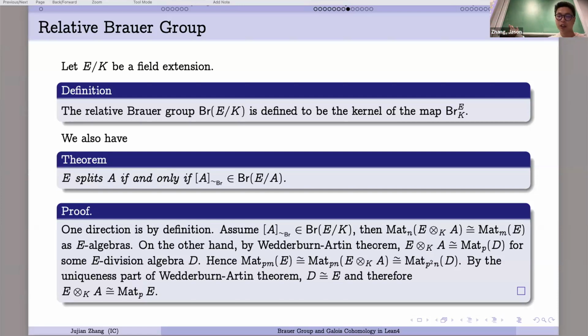On the other hand, by the Wedderburn-Artin theorem, we can find some E division algebra D such that E tensor A is just a matrix algebra over D. Then if we enlarge all the indices to their common multiples, we will see that the matrix algebra over E is the same as the matrix algebra over E tensor A, which is the same as the matrix algebra over D. Because the existence of D and the index are unique according to the Wedderburn-Artin theorem, we will see that the matrix algebra over E is isomorphic to D. Then finally, we will see that E tensor A is just a matrix algebra, which means E splits A.